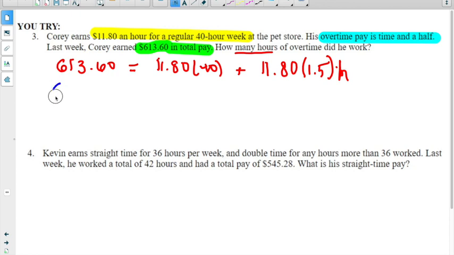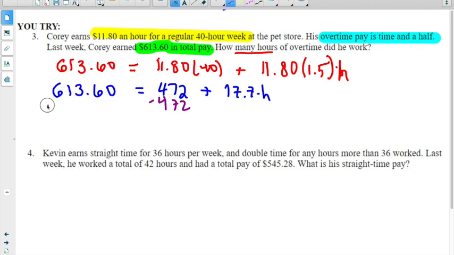Now we're going to do a bit of cleaning up. Okay, $613.60 equals, when I multiply $11.80 times 40, I get $472. When I multiply 11.80 times 1.5, I get 17.7, or $17.70. That is his overtime rate. That's being multiplied times H. Next thing I want to do is subtract 472 from both sides.